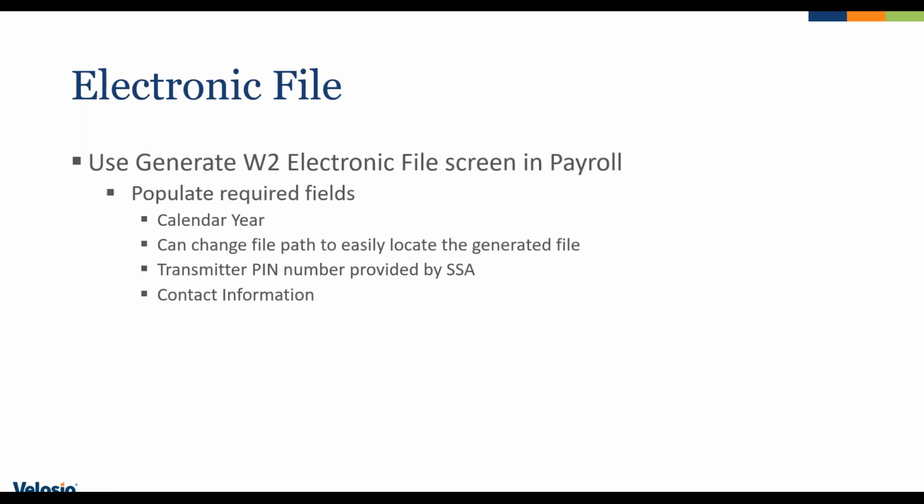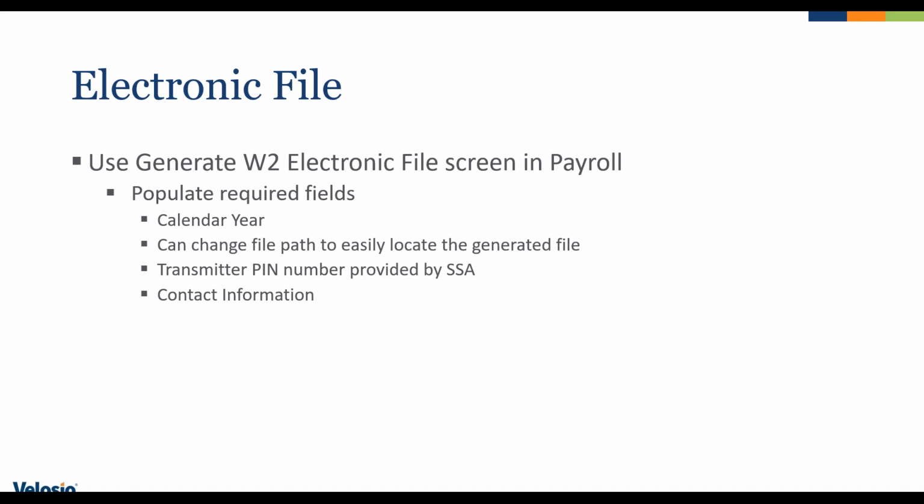We would use the Generate W-2 electronic file screen to create the file that you can provide to the IRS with your W-2 information when you're filing electronically. There's some fields that need to be populated on there, including the calendar year and also the path to the file that you're going to create. And you can change the path to the file easily. Just make note of where you're saving that to, because that's going to be the file that you need to send to the IRS. There's a transmitter PIN number provided by the SSA that you would populate on screen.